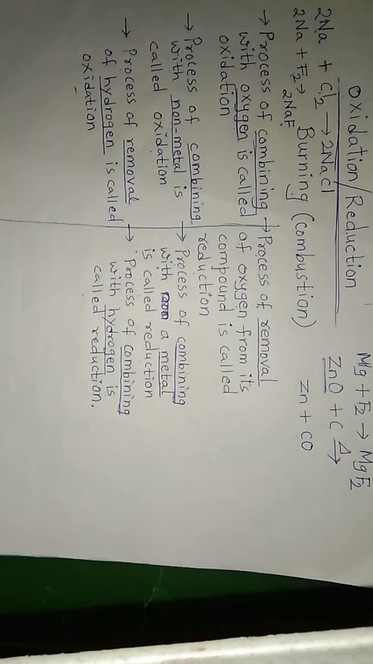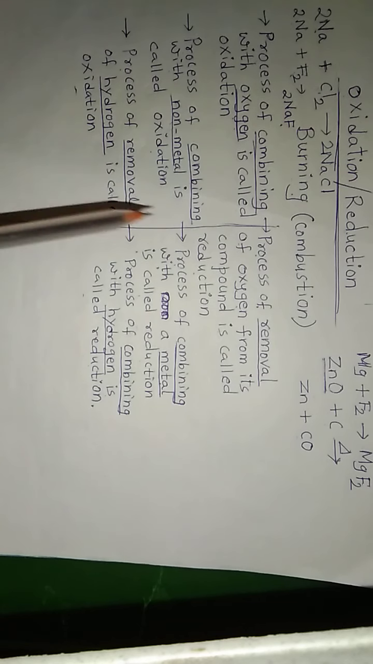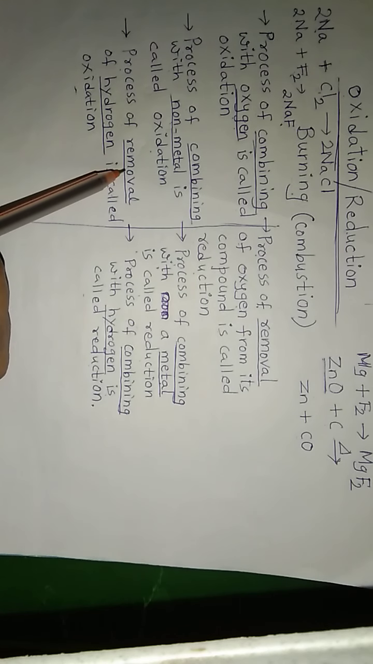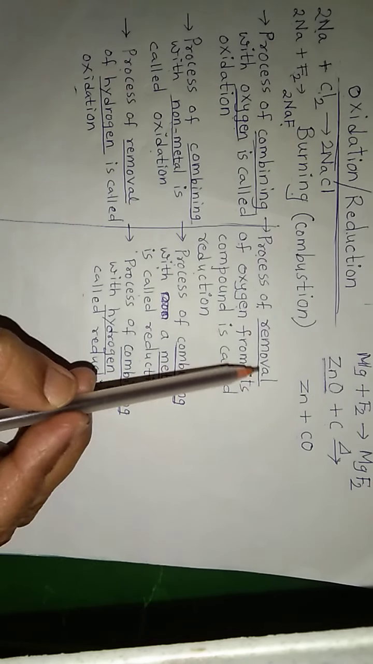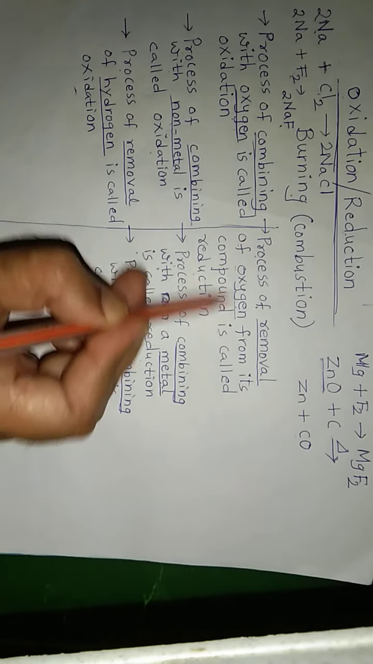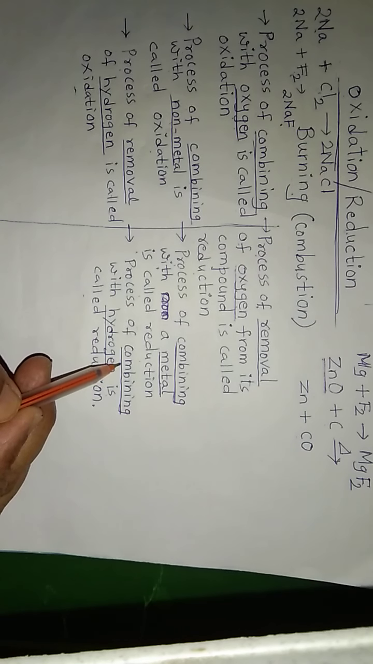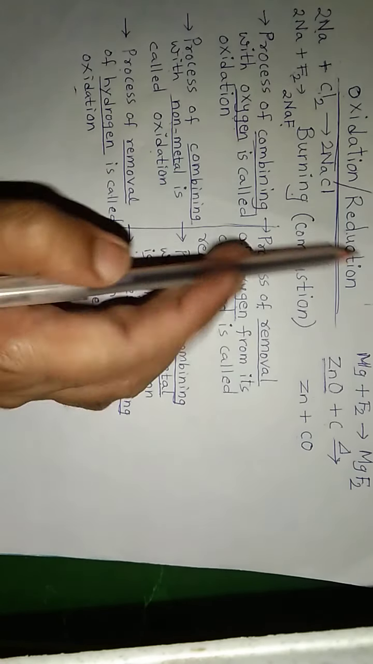So please remember the definitions of oxidation in quick succession: process of combining with oxygen, process of combining with non-metal, process of removal of hydrogen. Similarly, process of removal of oxygen, process of combining with metal, process of combining with hydrogen is called reduction.